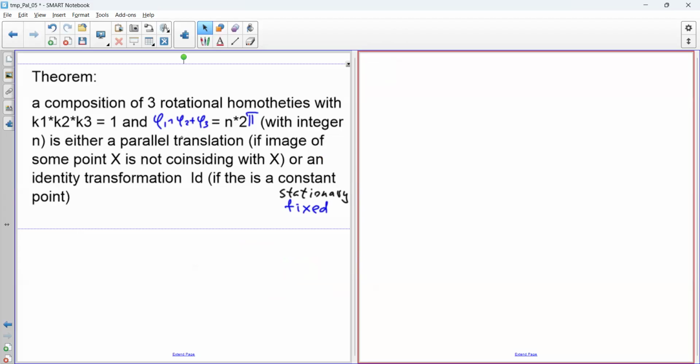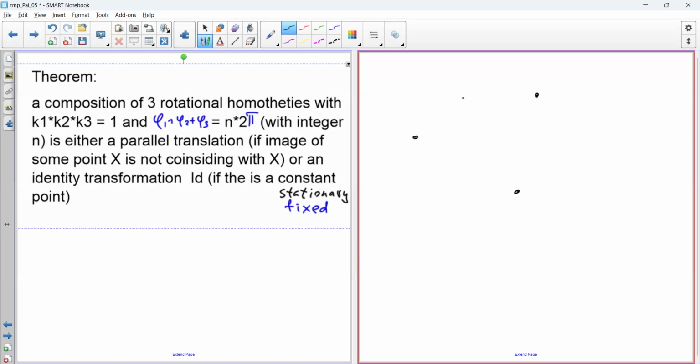So what is the sense of the theorem? We have three rotational homotheties with some parameters. The parameters are mentioned here, and we need to prove that under some circumstances, namely the mentioned ones, we sort of know what the composition would be. Basically, the parts of the solution we already mentioned last time.